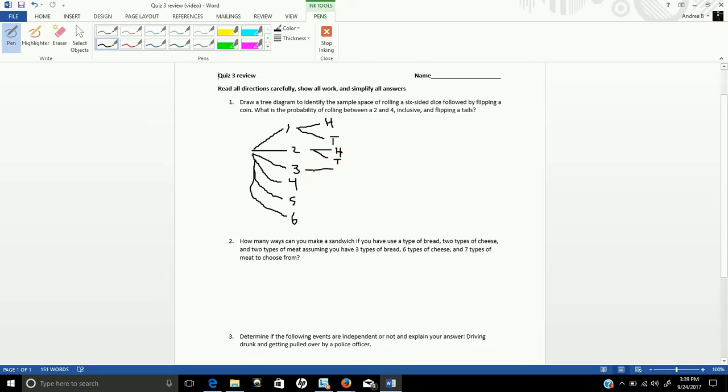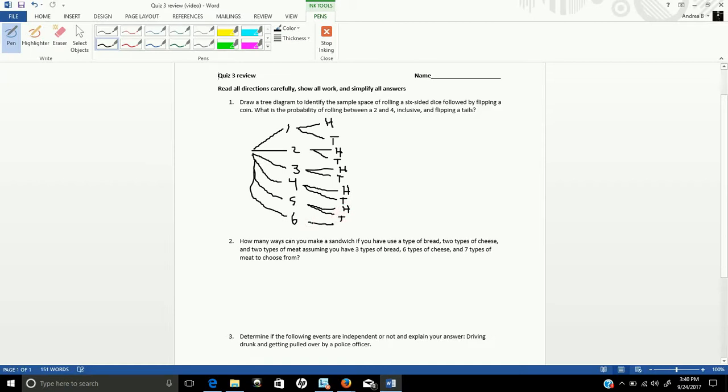If we had it listed as flipping the coin and then rolling the die, then these would have been reversed. We would have had heads and tails first, and then off of the heads we would have had the 1 through 6, and then off of tails you would have also had 1 through 6. So you want to make sure that you're careful what order those are listed in order to get your tree diagram correct.